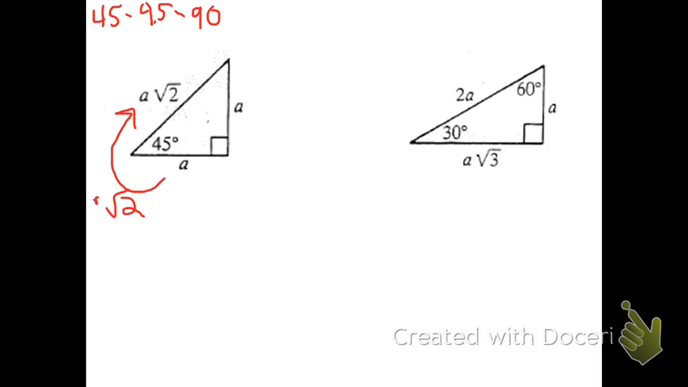Now, that does not mean that the hypotenuse needs to have root 2 as its length. You can have an isosceles right triangle where the length is just 10. It doesn't have to be 10 root 2.